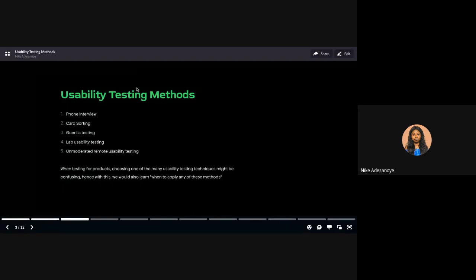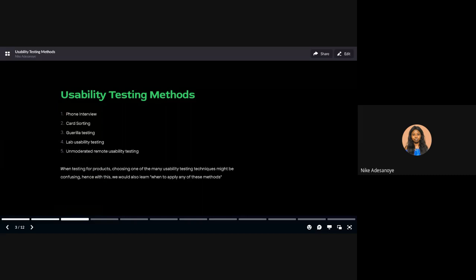I made sure that these five methods, although we have more usability testing methods, I intentionally wrote down these five because these are the things that one or two of us, some of us, would have come across before. So I know phone interview and card sorting, right? These are things that some of us have actually done before, and this is why I decided to label all these five.